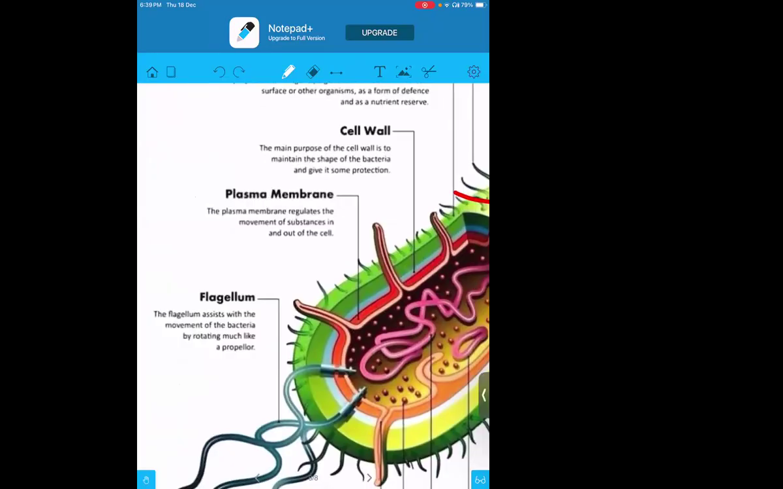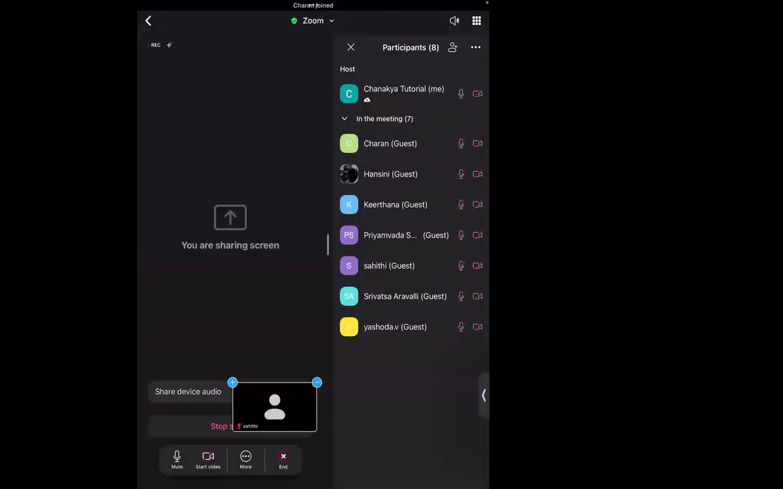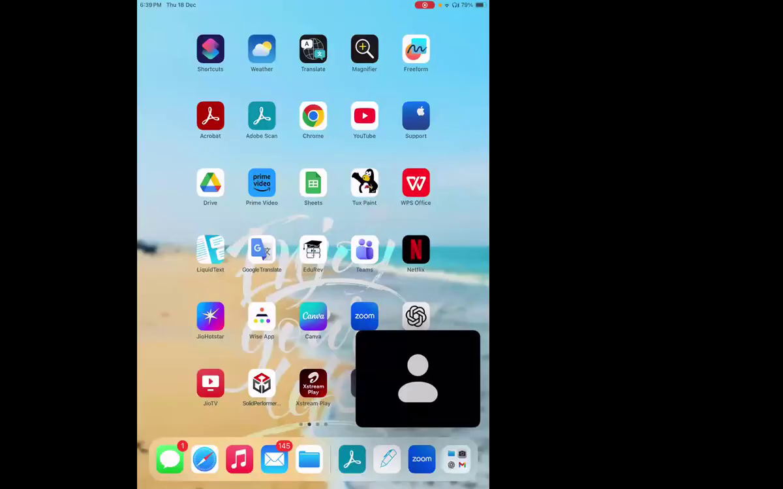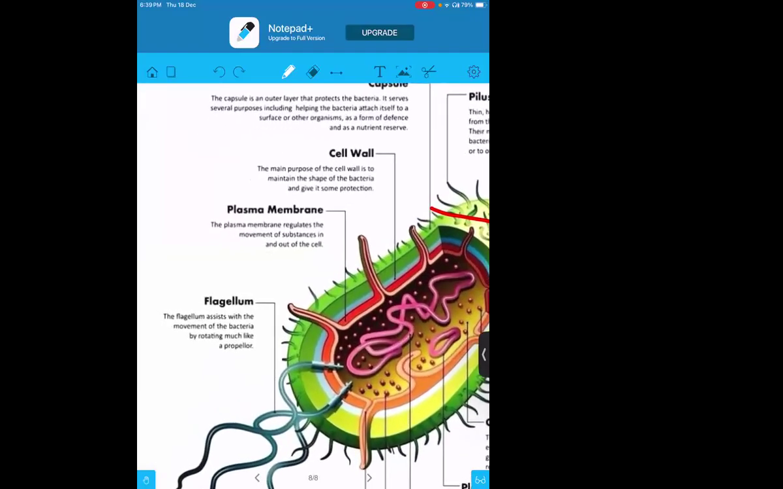Kirtana, the function of plasma membrane. Kirtana. Okay, Priyamvada, you read it. Function of plasma membrane. Plasma membrane regulates the movement of substances in and out of the cell.